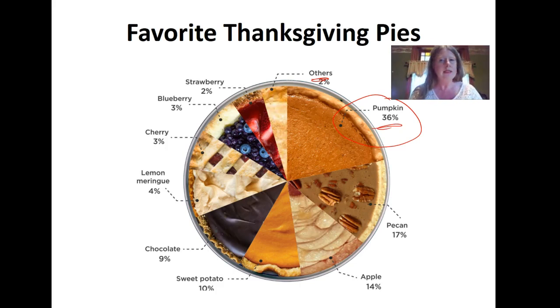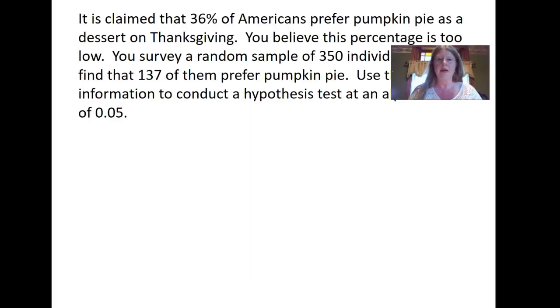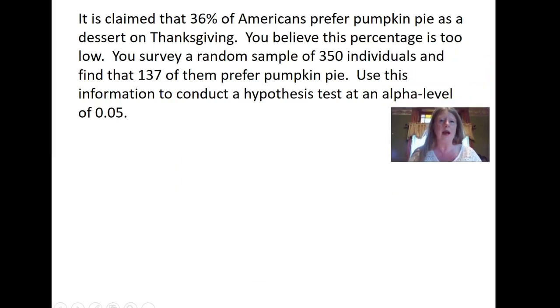Thanksgiving. Let's use this information to conduct a hypothesis test. Okay, so let's say it's claimed that 36% of Americans prefer pumpkin pie as a dessert on Thanksgiving. But you believe this percentage is too low. So you survey a random sample of 350 individuals, and you find that 137 of them actually prefer pumpkin pie. So use this information to conduct a hypothesis test with alpha equals 0.05.